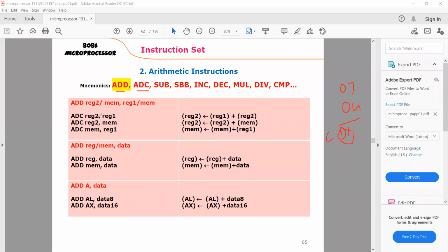ADC register 1, register 2 means the data present in register 1 will get added with the data in register 2. Suppose 07 is present in register 1, and 04 is present in register 2. The data present in register 1 will get added with the data present in register 2. That is the meaning of ADC.